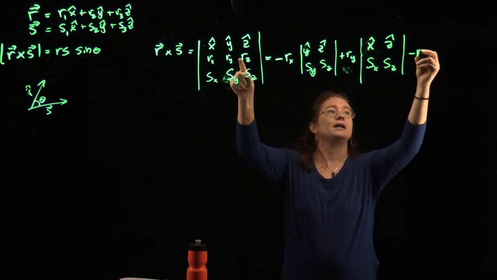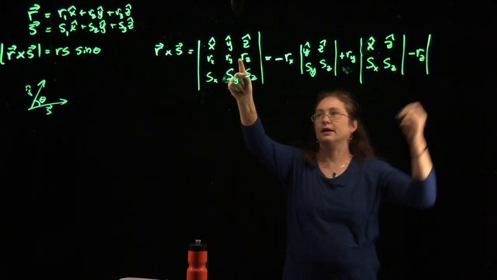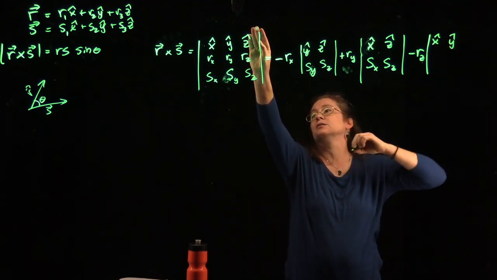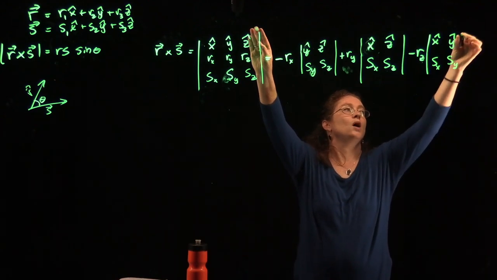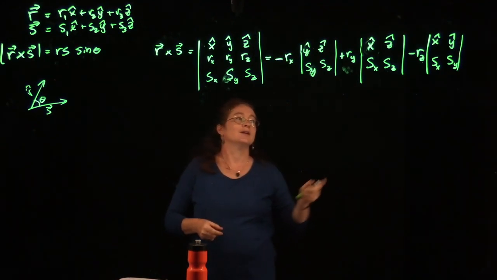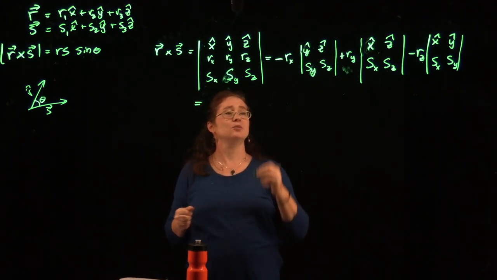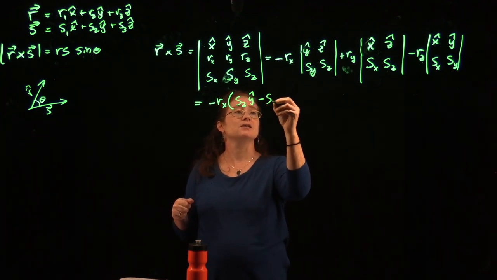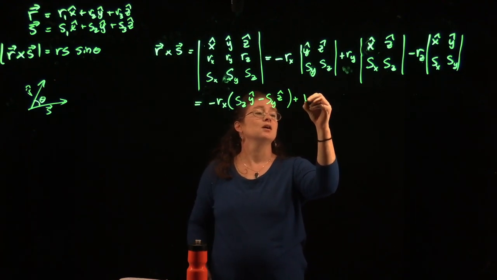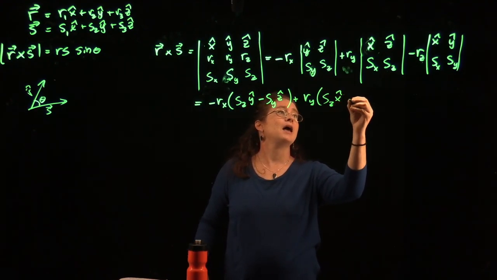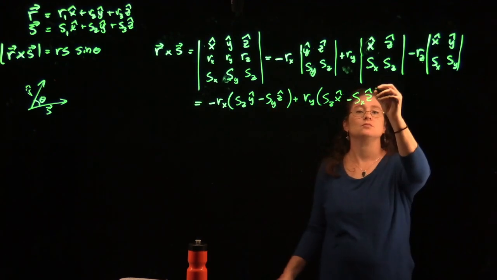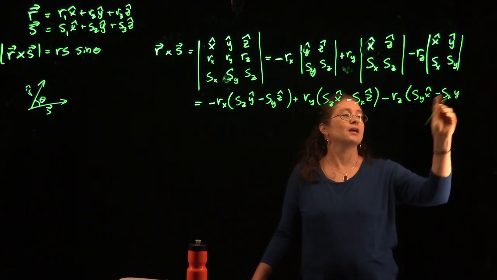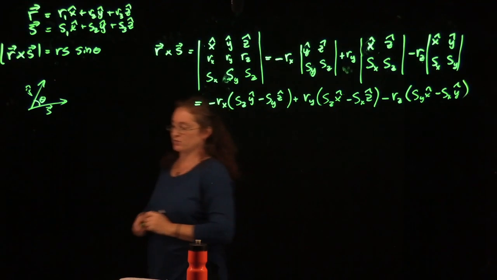And then I move over here. I have minus Rz, and then I have x hat, y hat, Sx, Sy. All right. So then I can expand these, and it looks a little bit different, but I have negative Rx, (Sz y hat minus Sy z hat), plus Ry, (Sz x hat minus Sx z hat), minus Rz, (Sy x hat minus Sx y hat). And I'm not going to finish multiplying all of that out.